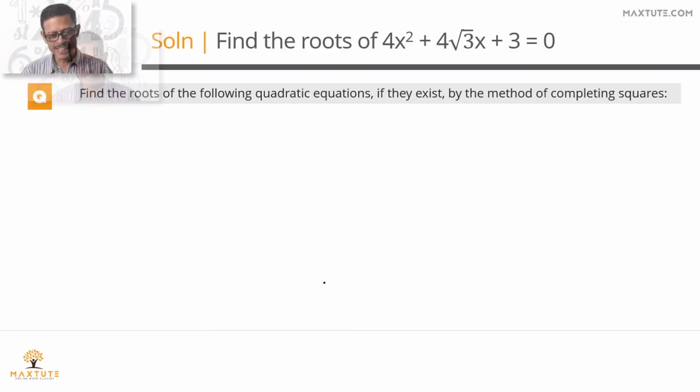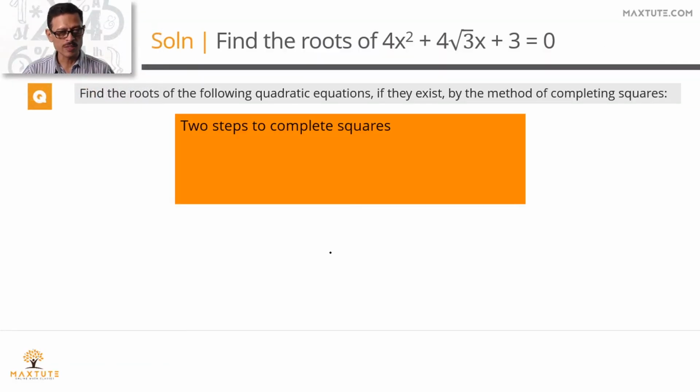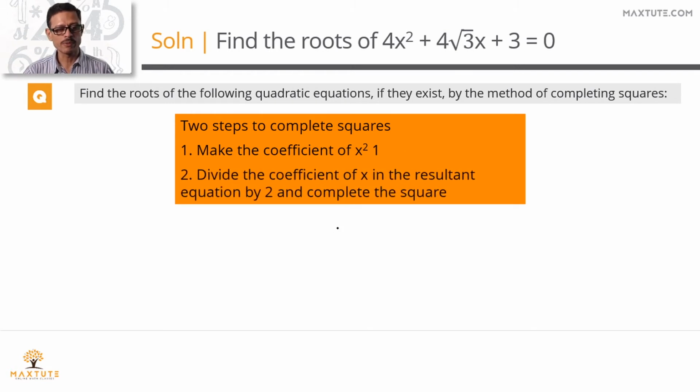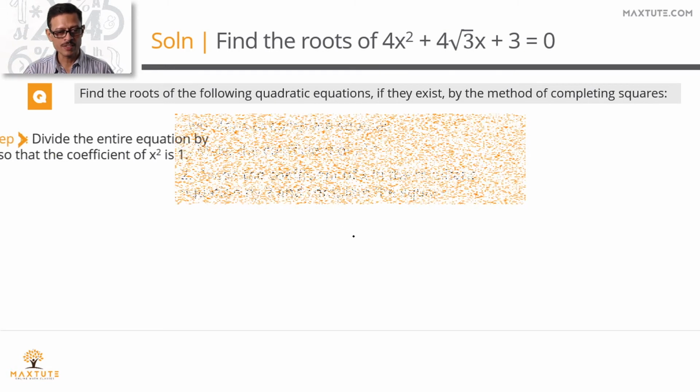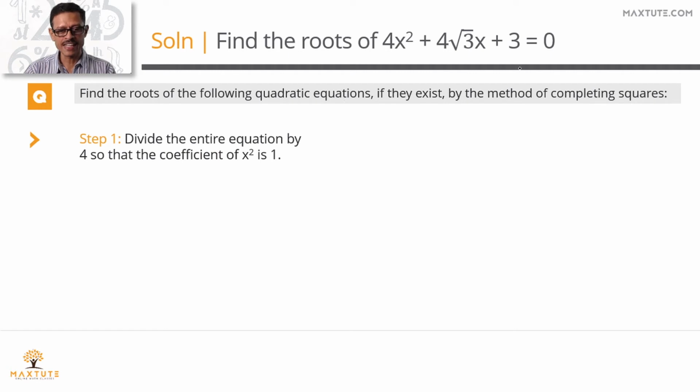Right? Any completing squares, as always, is a two-step process. Step 1, make the coefficient of x square 1. So we need to divide this entire equation by a 4. In the resultant equation that we get, divide the coefficient of x by 2 and complete the square. Step 1, let's get that done. We're dividing this entire equation by a 4.